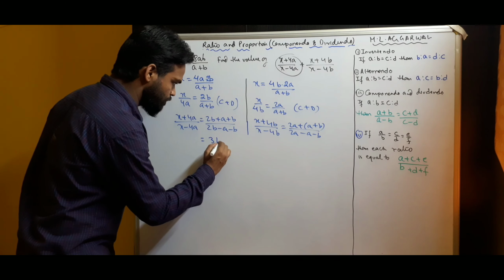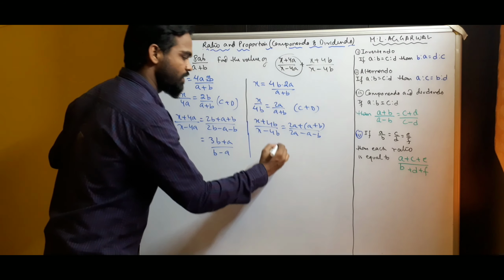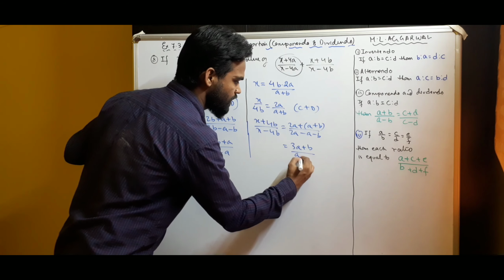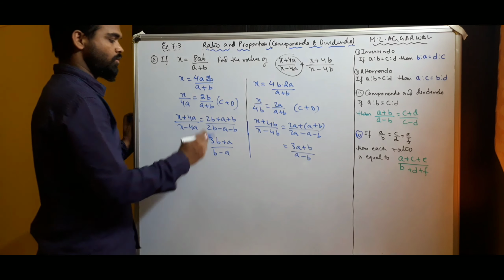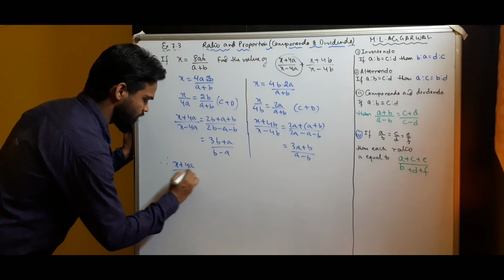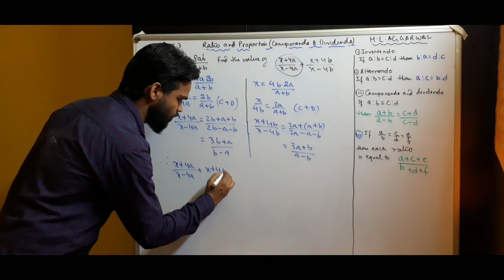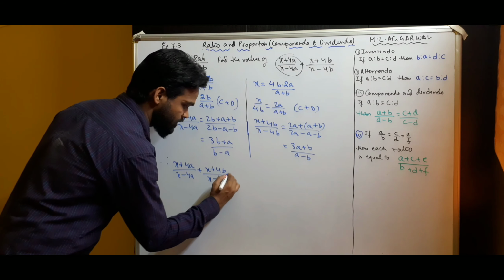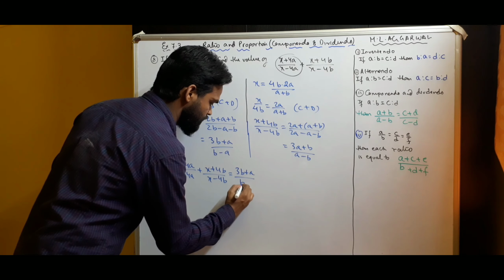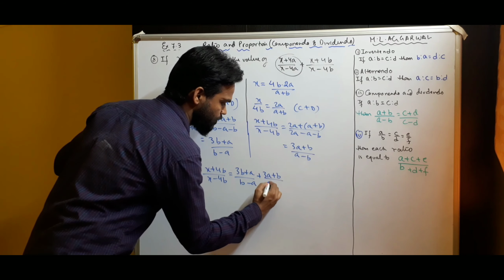Now we'll solve this. This is (3b plus a) by (b minus a), and this is (3a plus b) by (a minus b). Now they told us to add these two. Therefore, (x plus 4a) by (x minus 4a) plus (x plus 4b) by (x minus 4b) is equal to (3b plus a) by (b minus a) plus (3a plus b) by (a minus b).